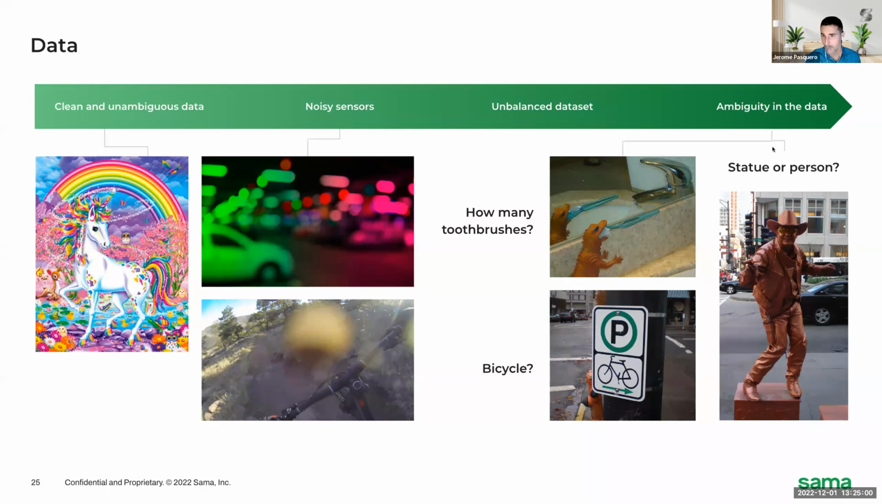I think these examples speak for themselves, but one that I particularly like is this one. If I ask you how many toothbrushes are in this image, that could be a little bit confusing, right? Well, there's one, but there's really two, because it's a reflection. What do I do with this? Is this a statue or a person? What about this? I'm annotating bicycle. This is clearly a bicycle if you ask a kid, but is it really a bicycle or is it a sign for a bicycle?